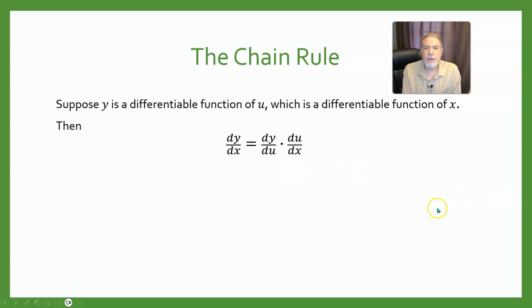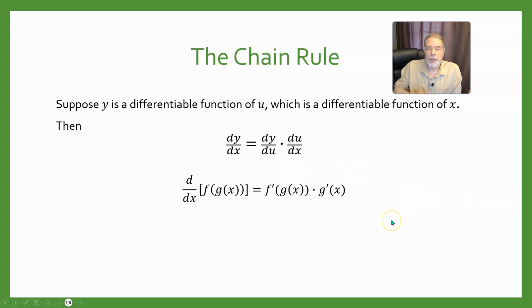And there are other ways we could write this. We could think of our composite function, our function that depends on something which depends on something else, as f of g of x. So then the derivative with respect to x of f of g of x would be f prime of g of x times g prime of x. That is, the derivative of f of u is f prime of u times u prime.